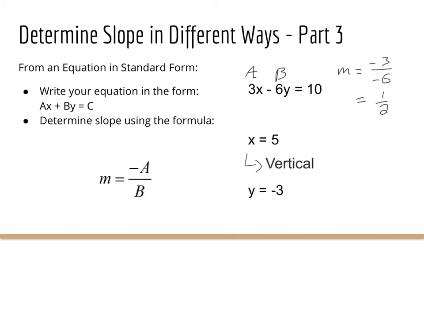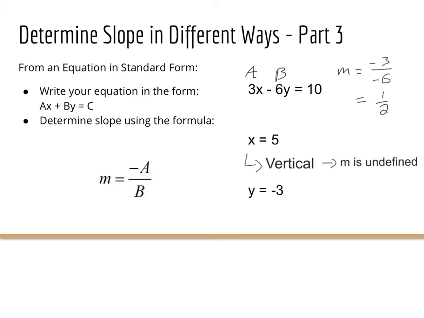And since it's a vertical line, we know that its slope is undefined. Now, that's pretty quick and pretty convenient. Just from looking at the equation, we know it's a vertical line, and the slope, therefore, is undefined. We can do a similar thing looking at the bottom example.